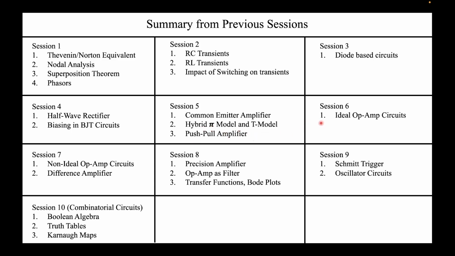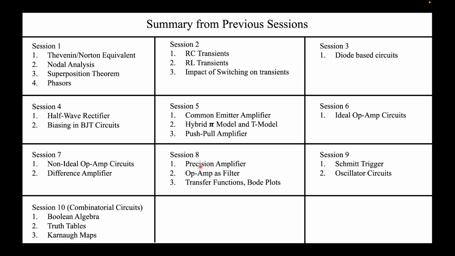Then we moved on to operational amplifiers, and we saw their basic operations, especially with the negative feedback circuit and the comparator circuit, and some applications of negative feedback circuits. Then in the next session 7, we saw some non-idealities in op-amp circuits, like offset current and offset bias and related things, and CMRR and stuff like that. One more application we saw was the difference amplifier, which is an application of op-amp.